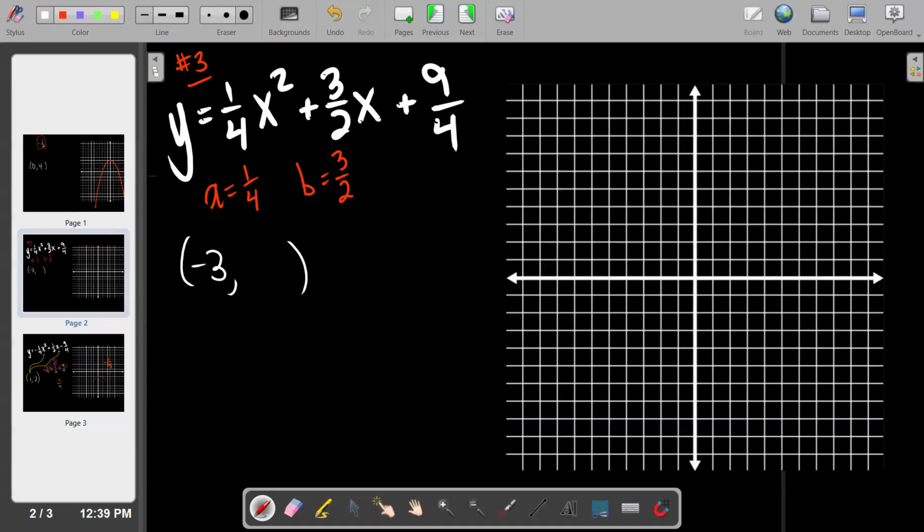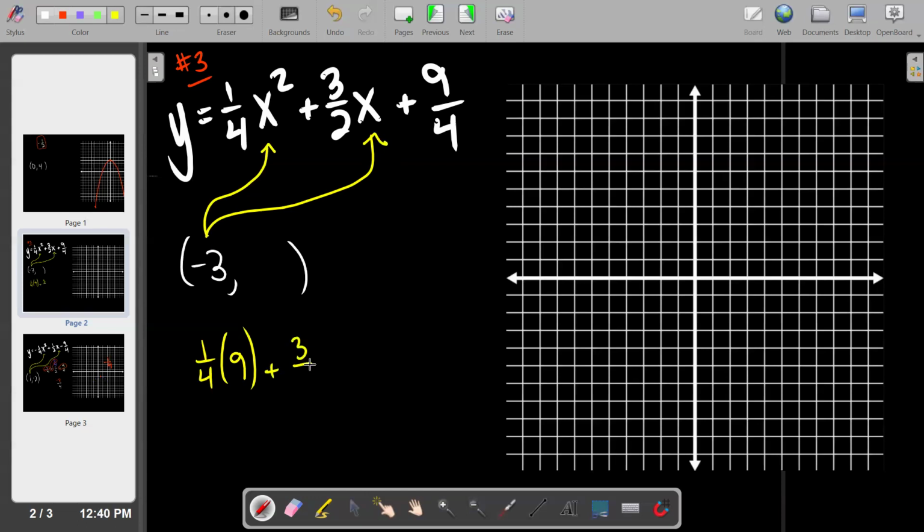So we're not quite out of the woods. We have to now go back and do some plug and chug, as we used to say back in the day. So I'm going to take my negative 3 and put it right there. And that's going to be a fourth of 9, because negative 3 squared is 9, right? And then I'm going to take my negative 3 and put it right there. 3 halves of negative 3 plus 9/4. Good.